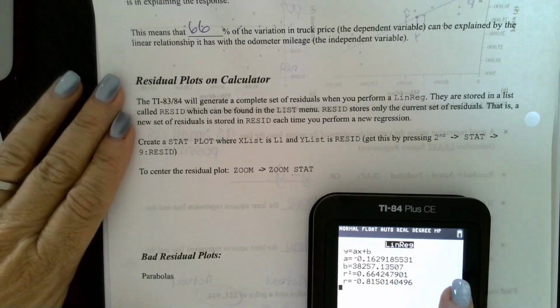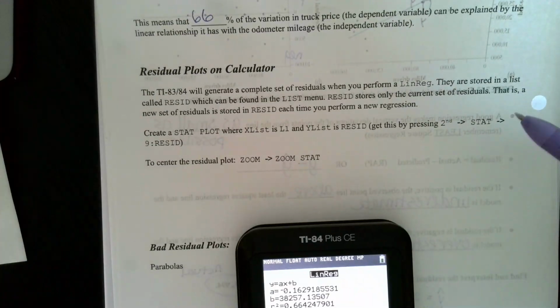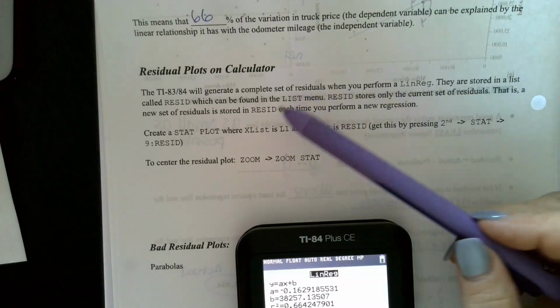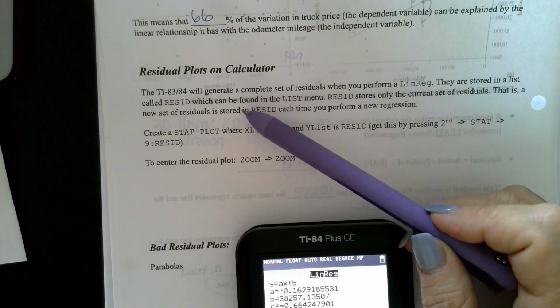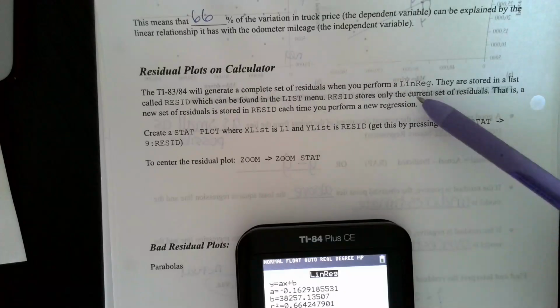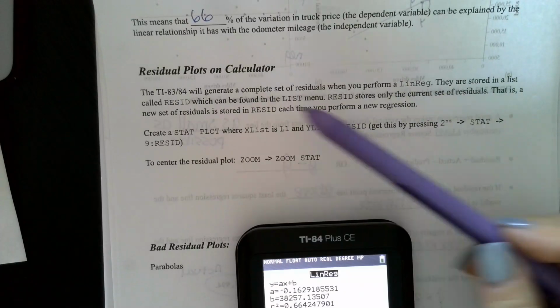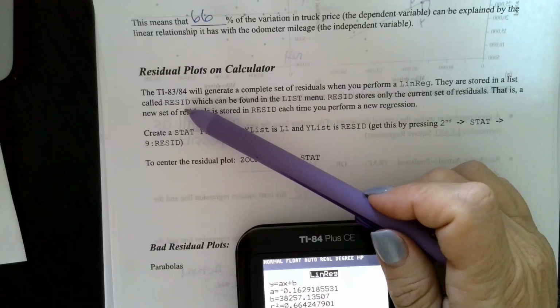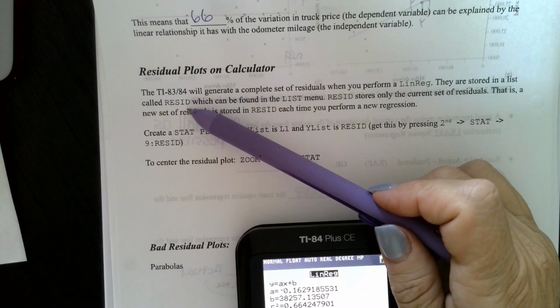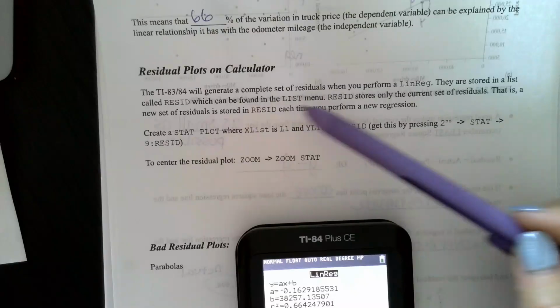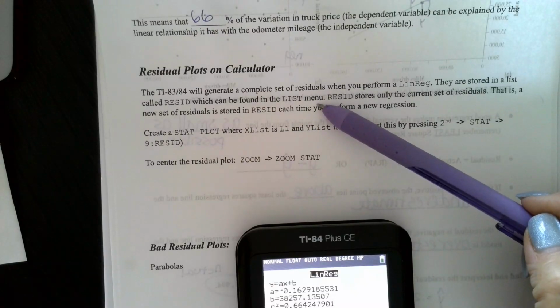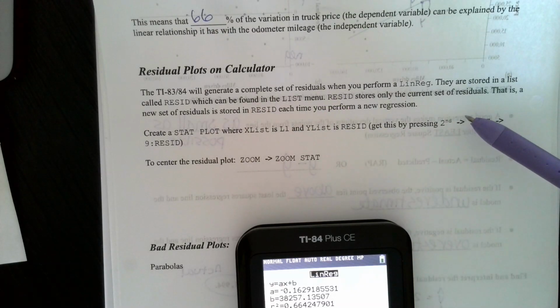So what we're going to do, this tells you all of the directions right here. It says the TI-84 generates the residuals when you perform a LINREG. They're stored in a list called RESID. That's what this stands for, Res ID, Residual ID. And it's found in the list menu. So we want to go in and create a plot. So we're going to go back.